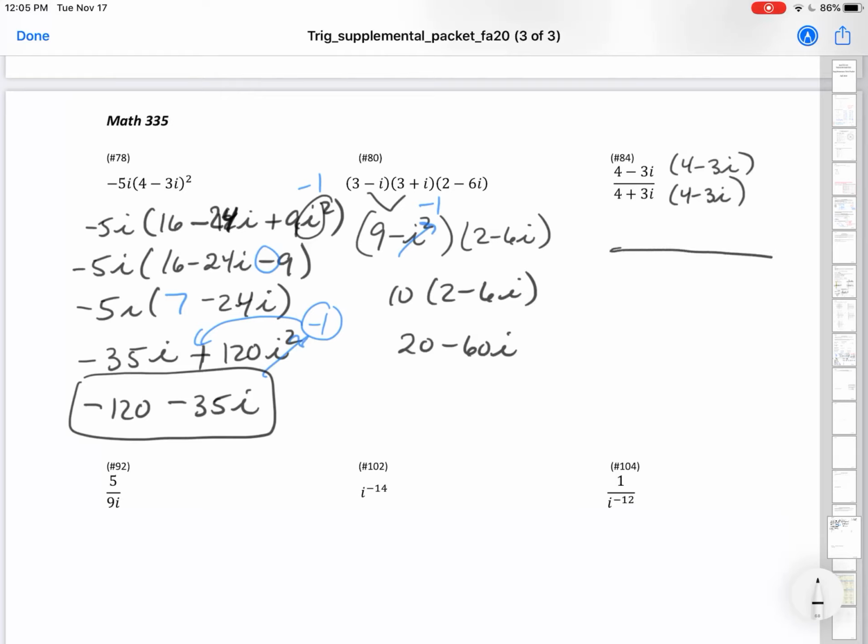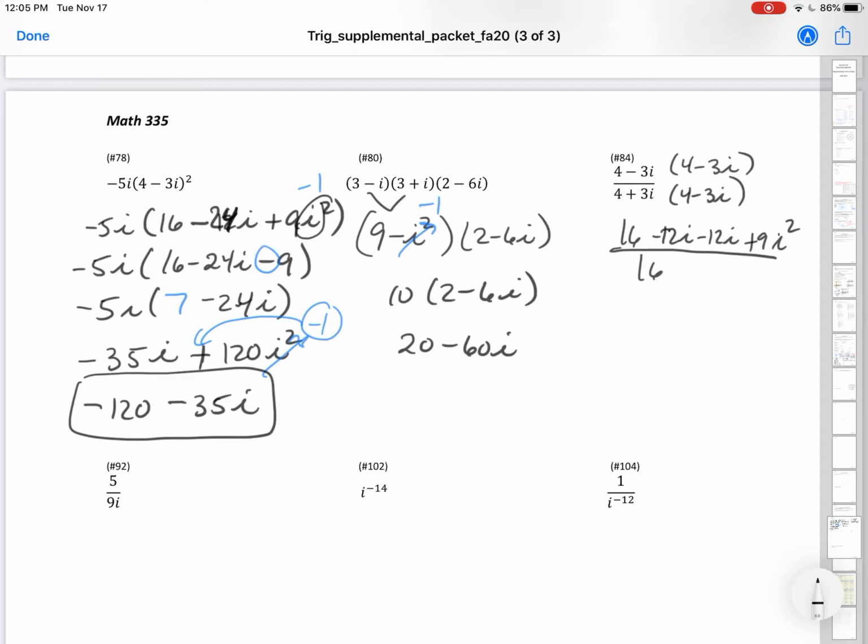And so up top, we get 4 minus 3i times itself. Well, that's nice. Let's just do FOIL. 4 times 4, 16. 4 times negative 3i, negative 12i. I'll space this one out. Negative 3i times 4, negative 12i. Negative 3 times negative 3, positive 9 times i squared. We just did that one actually in problem number 78. I just combined those two to be 24 right away.